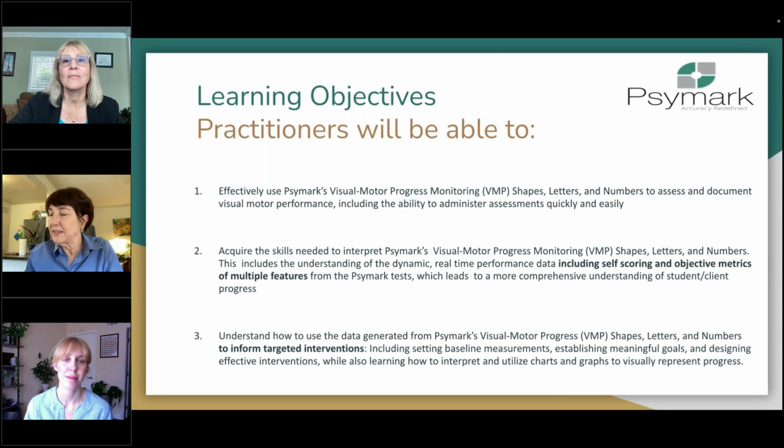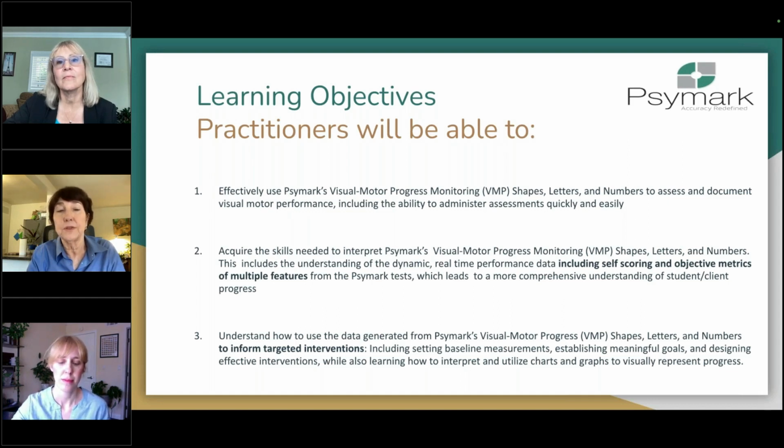So with our learning objectives today, we are going to be learning to use the visual progress monitoring apps, the shapes, letters, and numbers. With that, really focusing on assessment and interpretation of that data and the self-scoring, really understanding the metrics behind it, and then using that data to inform those targeted interventions. So discussing writing baselines, using the graphs, and the different tools for those interventions.